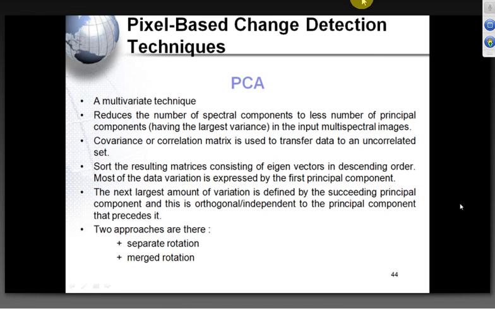Basically, it is a multivariate technique. It reduces the spectral components into a smaller number of principal components. Meaning the component which has the highest and largest variance, so it will reduce the number of spectral components into fewer principal components.